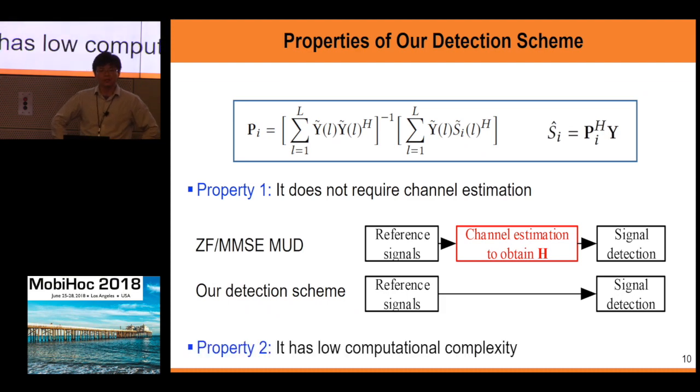So that's one key property. The second property is low computational complexity. Our scheme requires a matrix inverse operation and matrix multiplication operation. So the operation is the same as zero forcing, with similar complexity. So those are two nice properties of the detection scheme.